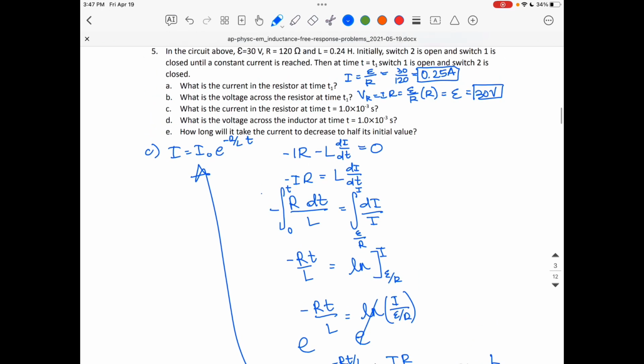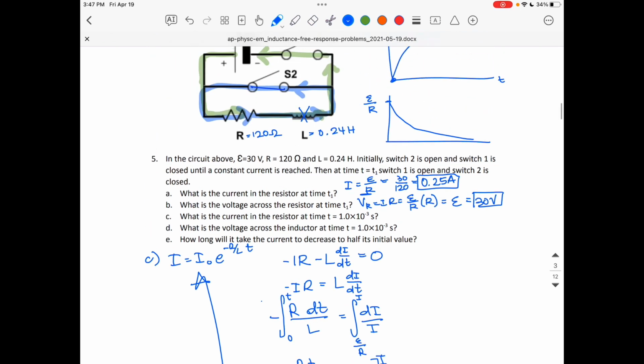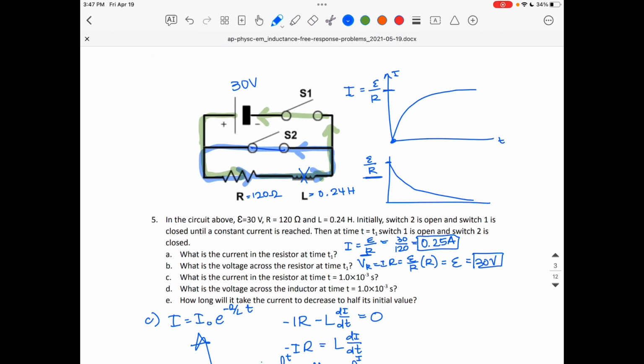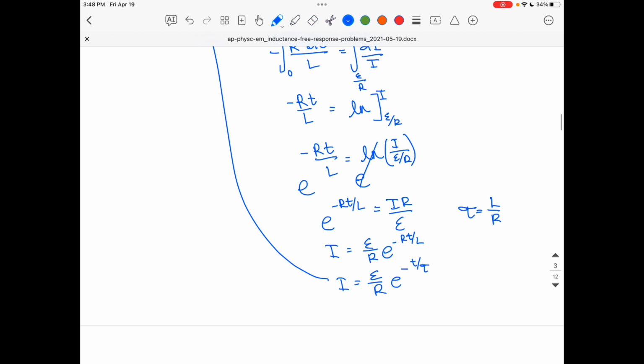Obviously, your I naught is going to be the current that you start with, so our EMF over R, which we established right here when we derived our equation. So in the end, we're going to plug in all of our values.